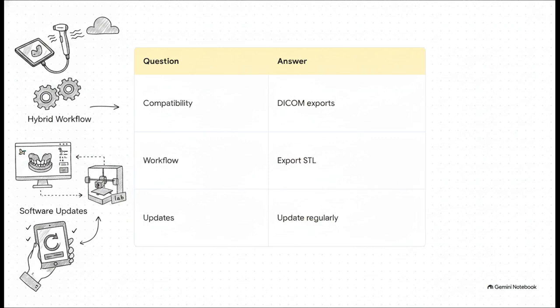Let's quickly wrap up by looking at some of the most frequently asked questions, just to show how adaptable all this is. First up, scanner compatibility. All major platforms accept universal DICOM exports, so your scanner brand and your planning software brand don't even have to match. Second, what about a hybrid workflow? Absolutely. If you want to plan in-house, but just don't want to deal with the 3D printing part, you can simply export your STL design file to a lab for fabrication only. Finally, software updates. Major platforms update regularly to ensure compatibility. The big takeaway here is that this digital workflow is incredibly flexible, no matter what hardware your practice currently relies on.